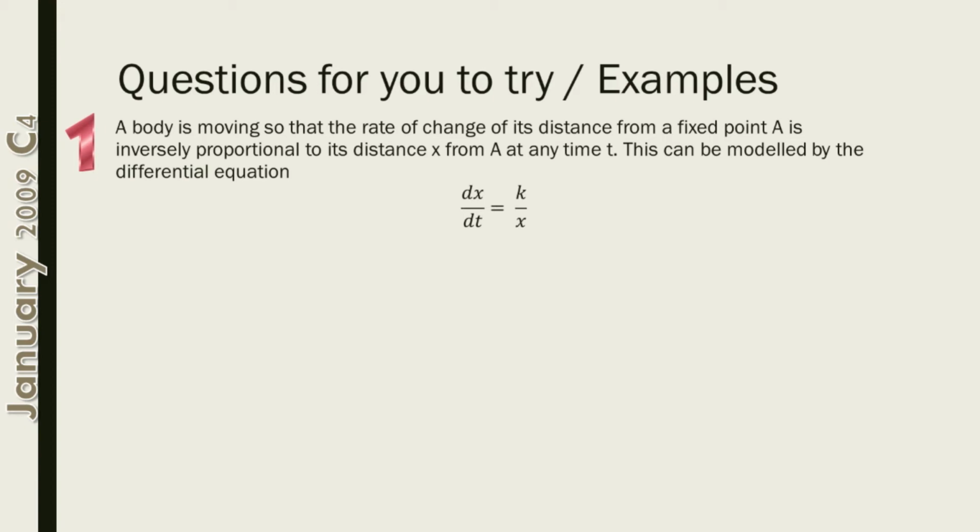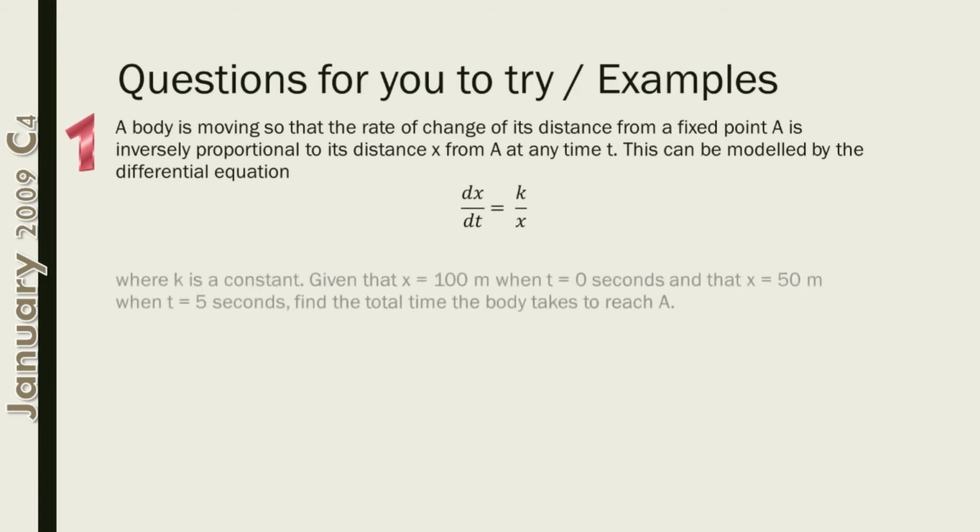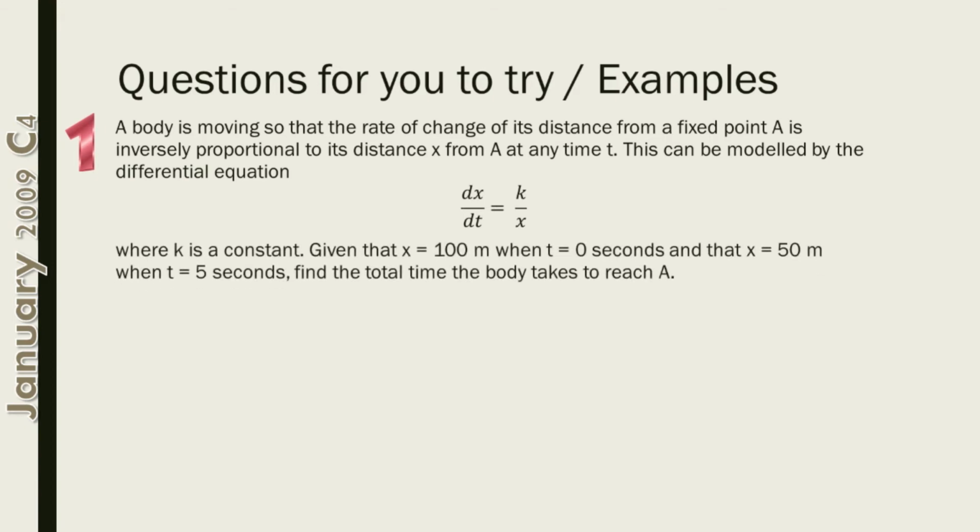Again, our variables for this question are x and t, so it has some relation to the last question. It then goes on to say, where k is a constant, given that x equals 100 when t equals 0, and that x equals 50 when t equals 5, find the total time the body takes to reach A.